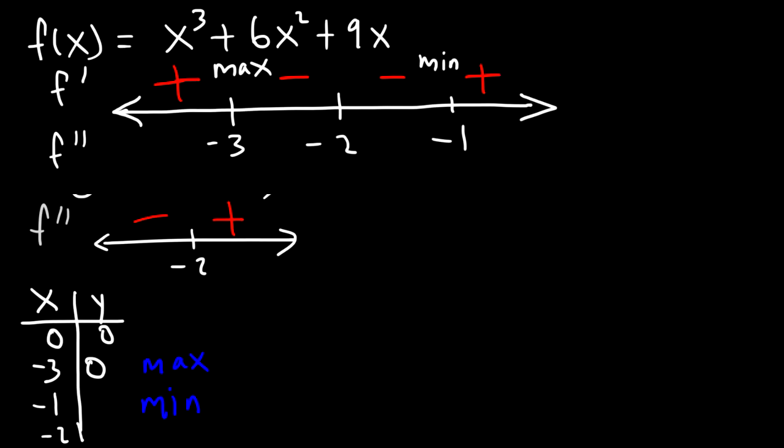Now for the second derivative. It's negative to the left of -2, and then it's positive to the right of -2.